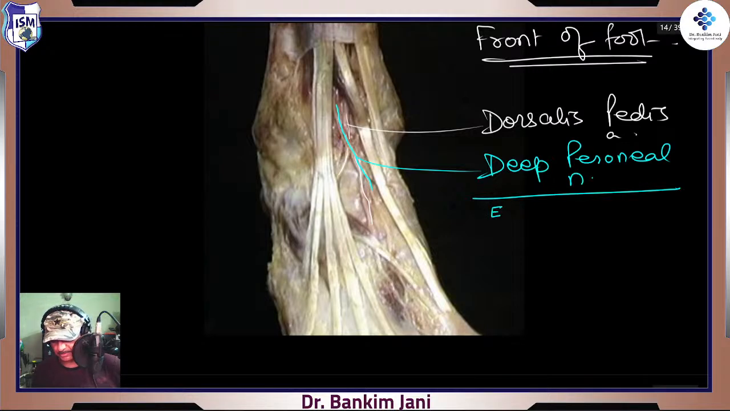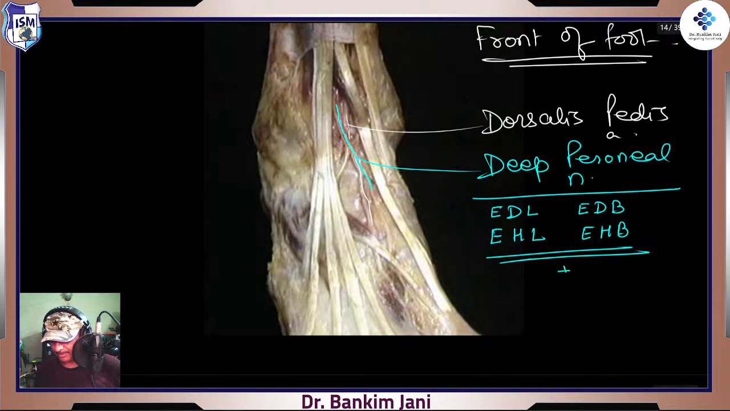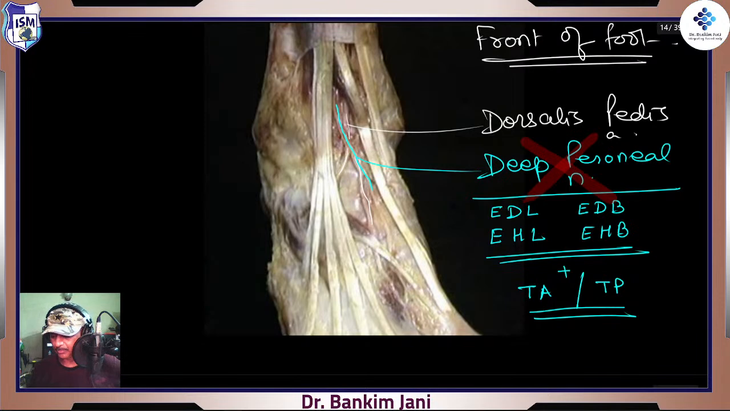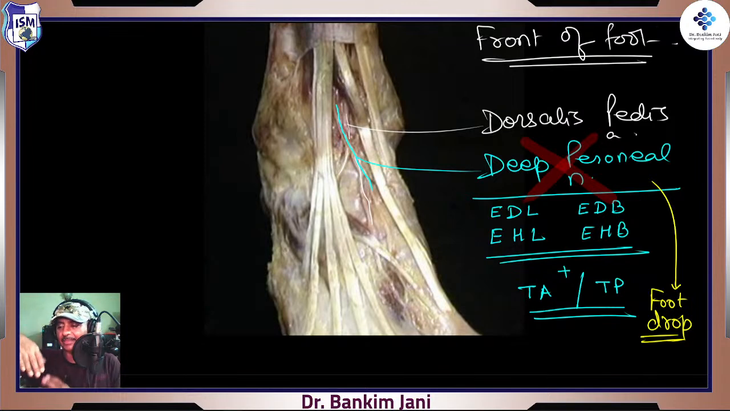It gives extensor digitorum longus, extensor hallucis longus, extensor digitorum brevis, and extensor hallucis brevis. Quite easy, quite musical. Plus tibialis anterior and tibialis posterior. Good. So in case this is injured, it will lead to what's called foot drop. Make sense? Because all those muscles which are in front are unable to perform their action, they just can't extend. Yes, it will lead to foot drop because the muscles on the opposite side will be working very powerfully. So that's how it really goes.